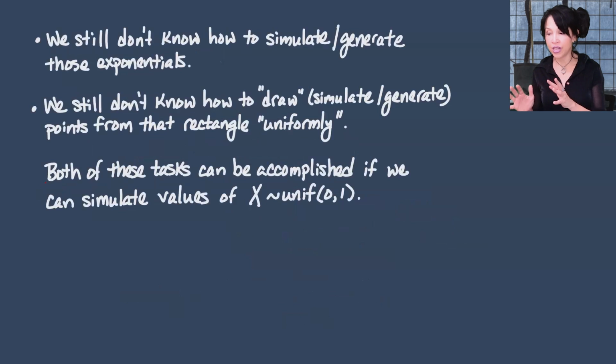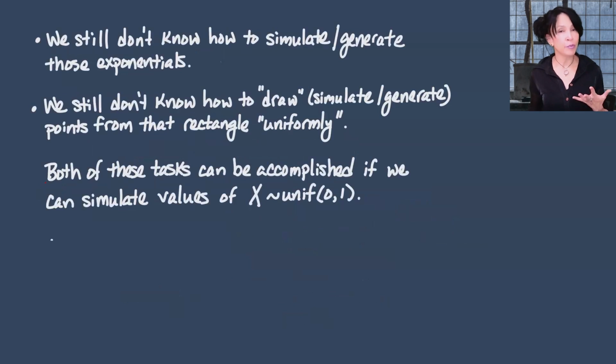We can then adjust and scale and stretch and translate things to get those values uniform between numbers like A and B, and then we can do further manipulations to get those numbers to look more like numbers coming out of an exponential distribution. But everything we do this entire semester is going to boil down to being able to generate or simulate or sample observations or realizations from the uniform 0-1 distribution.